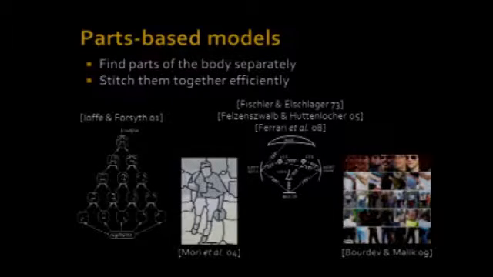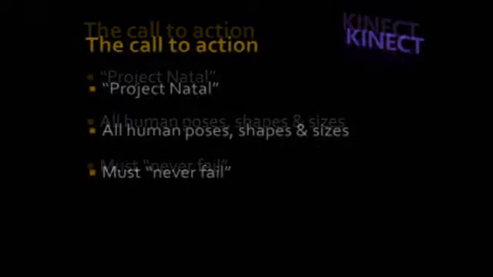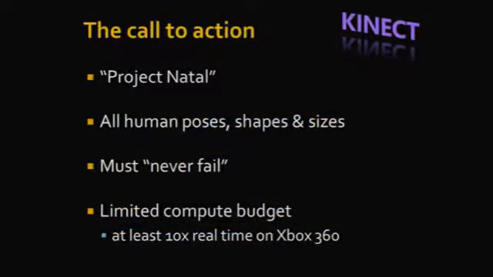So when Jamie and his colleagues in Cambridge were approached by the Xbox team to solve this, the internal name for that was Project Natal. They basically were told that you have to be able to work with anybody, any age, that moves up, and it's not allowed to fail, because during a game, the last thing you want is for the character to stop moving. So they also had a limited compute budget, so they had to be very disciplined.